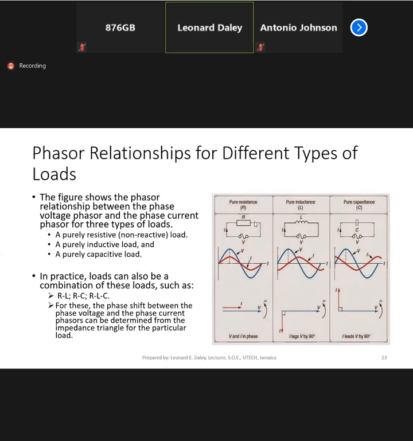Now, loads are not only purely resistive, purely inductive, or purely capacitive. You can have combinations of these. For example, an inductor would actually have some resistance in it, so you can have RL. You can also have RC circuits, or all of them combined. We see no phase shift here, and we see a phase shift here and here. The phase shift will depend on the values of R, L, C, and so on.